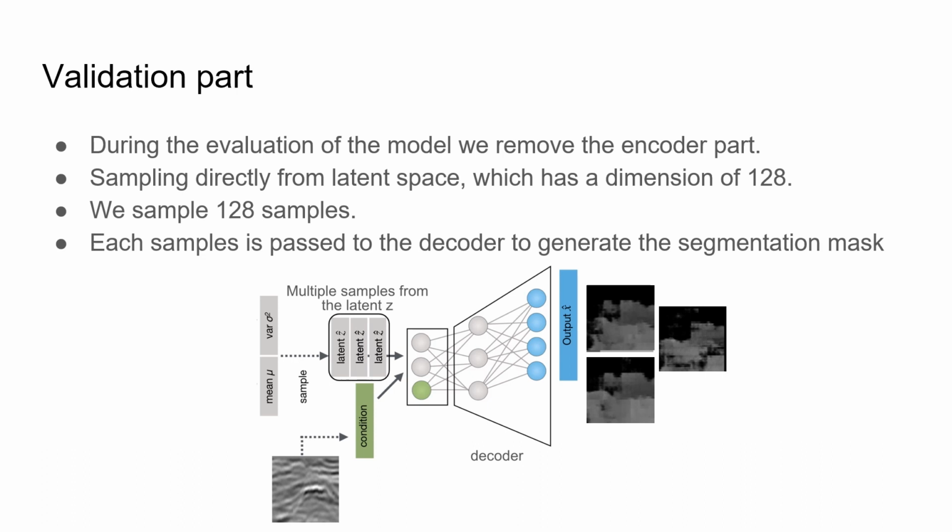We choose to sample 128 samples, and each sample will be concatenated with the same condition to generate multiple potential outputs for the same condition. After that, we will take the mean and the variance to get some idea about the uncertainty of the model.